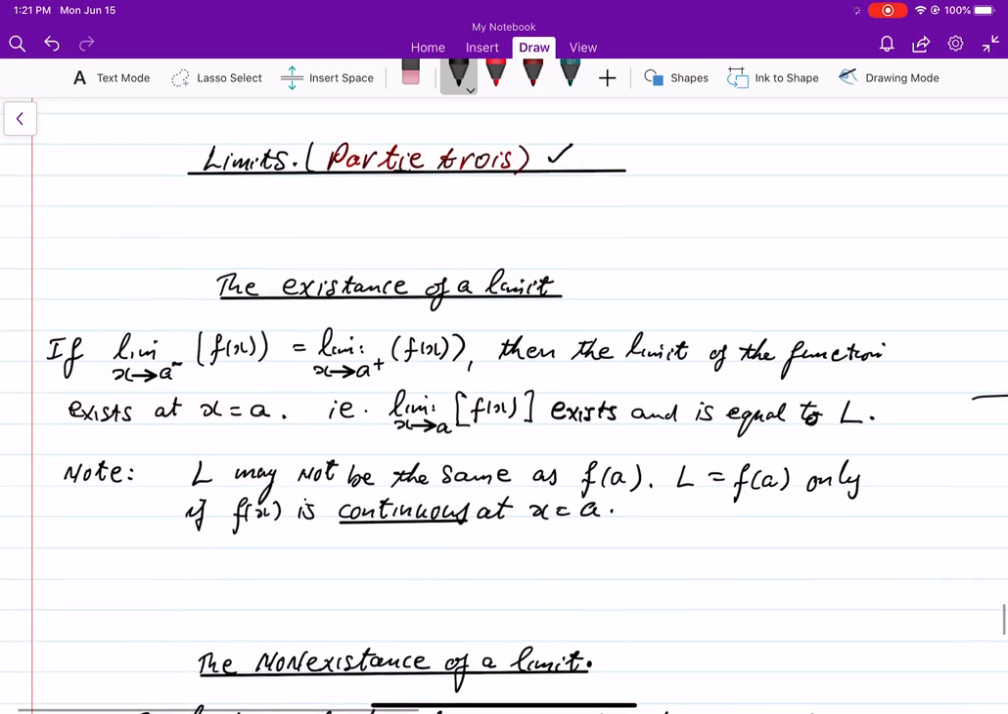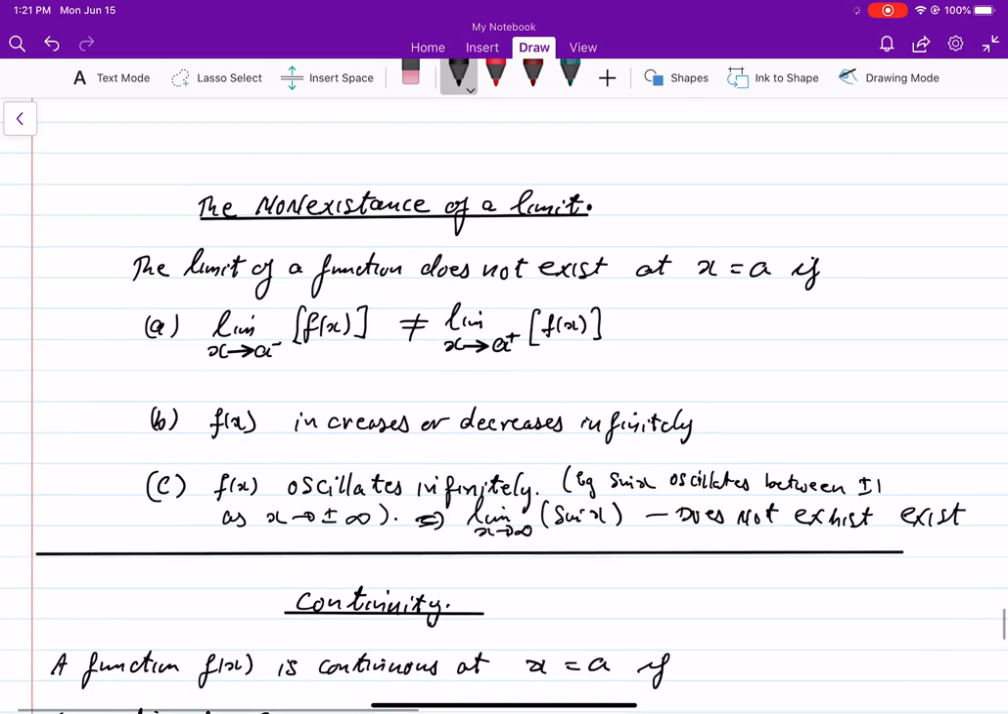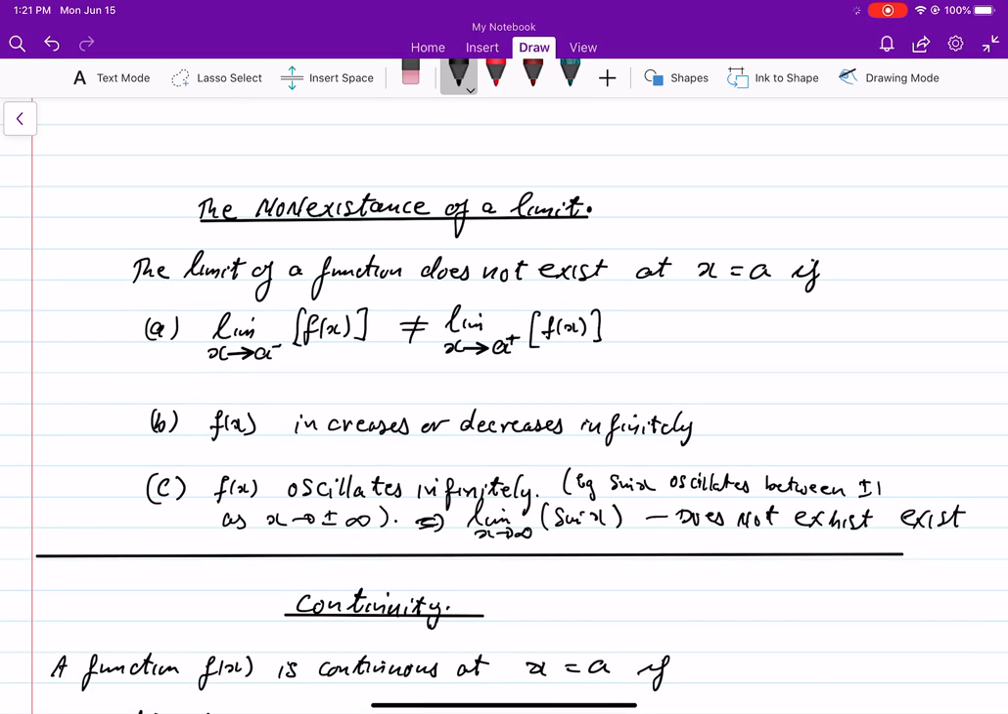Okay, so that was for the existence of a limit. How about the non-existence of a limit? The limit of a function does not exist at x equal a if any of the following hold. If the limit as x approaches a minus of f of x is not equal to the limit as x is approaching a plus of f of x.